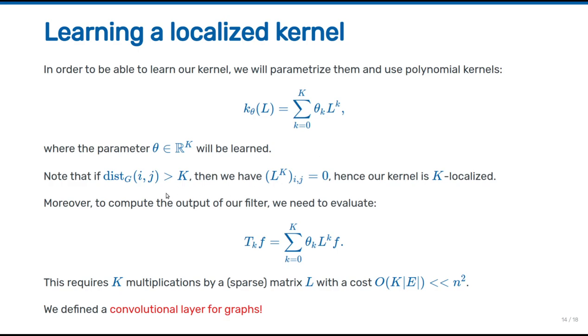Exactly like in computer vision, the kernel of your convolution is typically a small kernel, a 3 by 3 matrix that you will apply on your whole image.